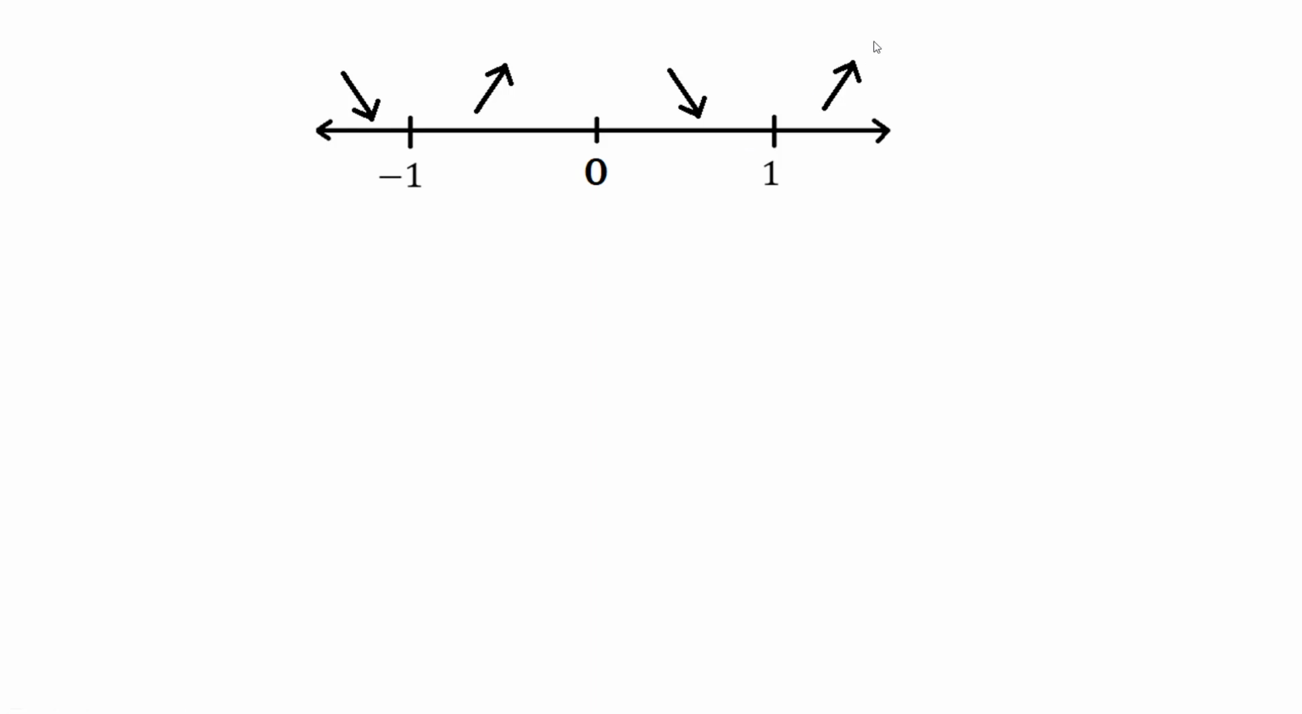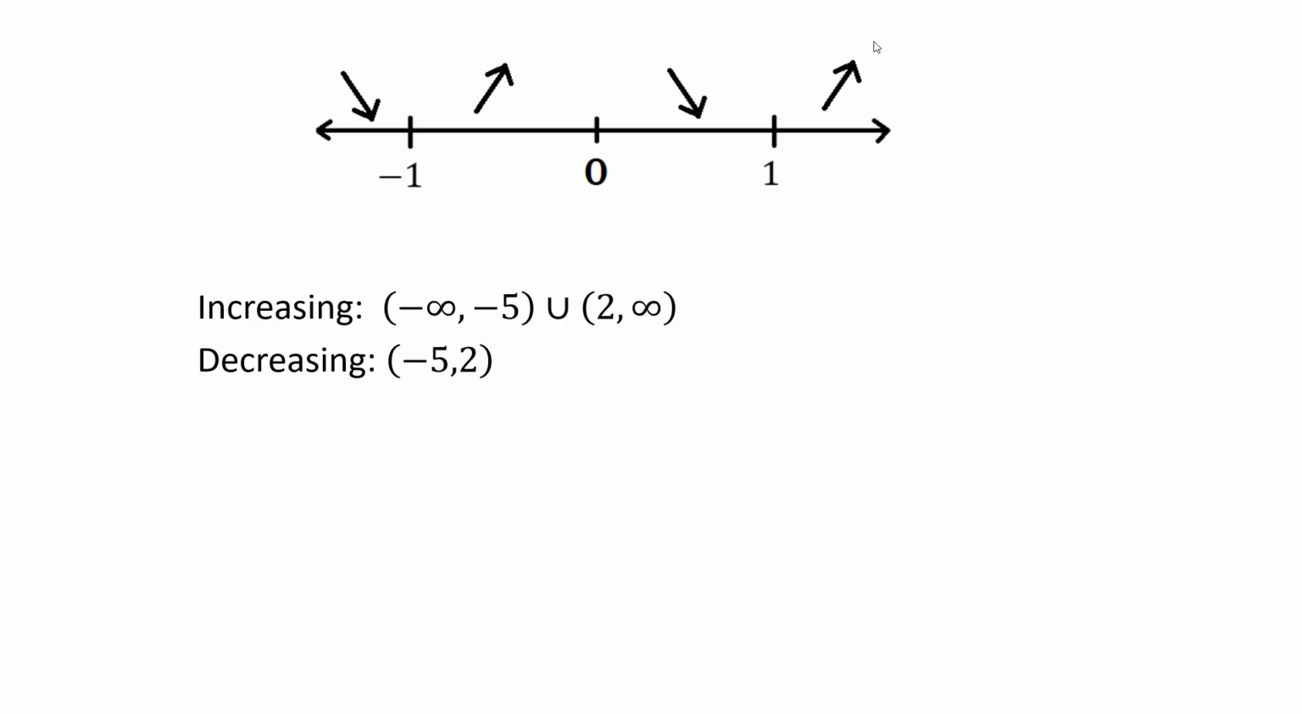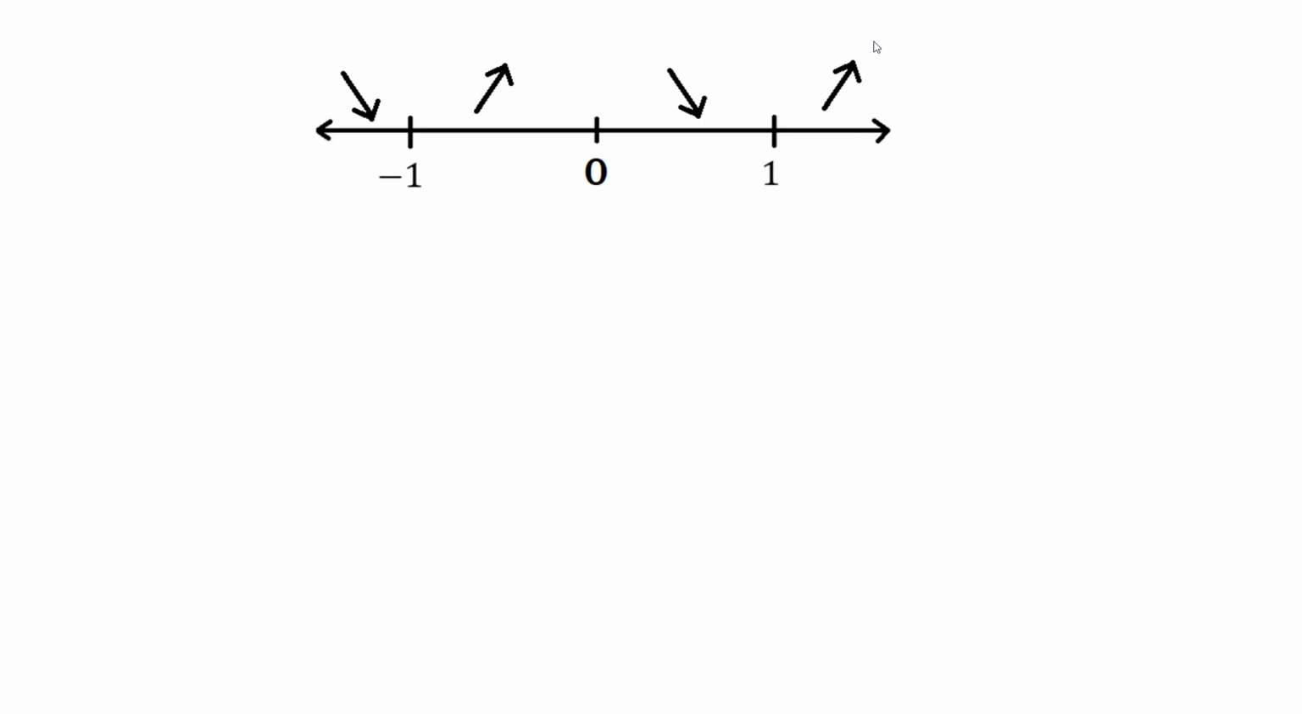So I can answer the question based on this. Looks like I copied down the exact same ones from the last time. Interesting that I did that. This should say it is decreasing from negative infinity to negative 1, increasing from negative 1 to 0, decreasing from 0 to 1, and increasing from 1 to infinity.